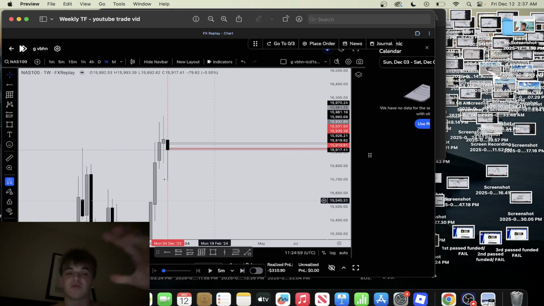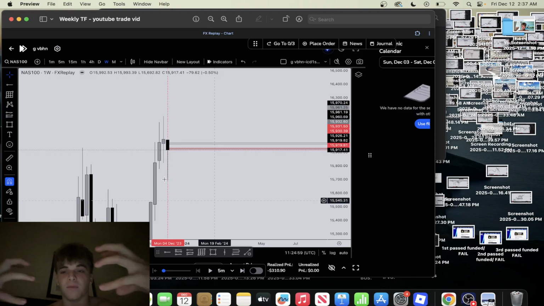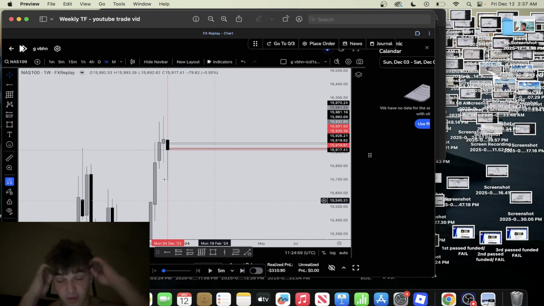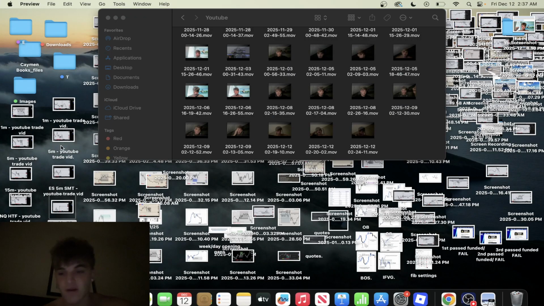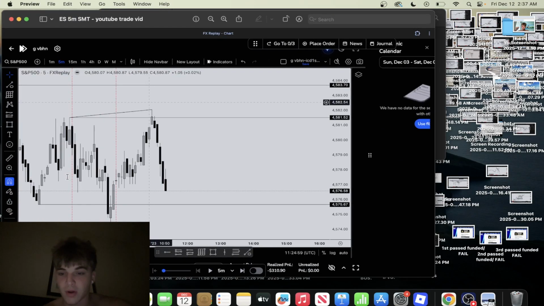I just happened to check it and figured there was going to be something, just because of the way price was set up on the 1 hour. When you trade long enough, you can tell, based off certain retraces, that there's going to be something on the higher time frame for why we're doing this. And today we retrace into a bullish weekly fair value gap.